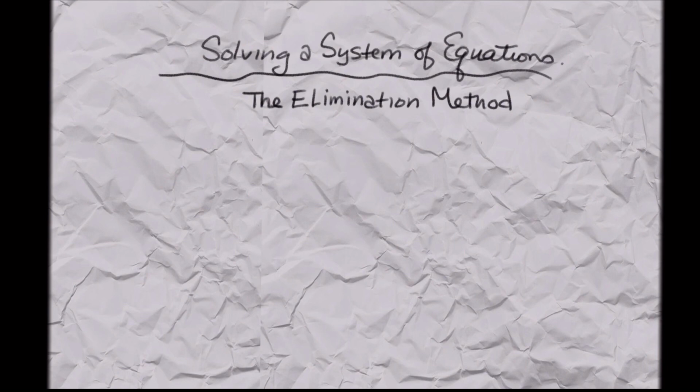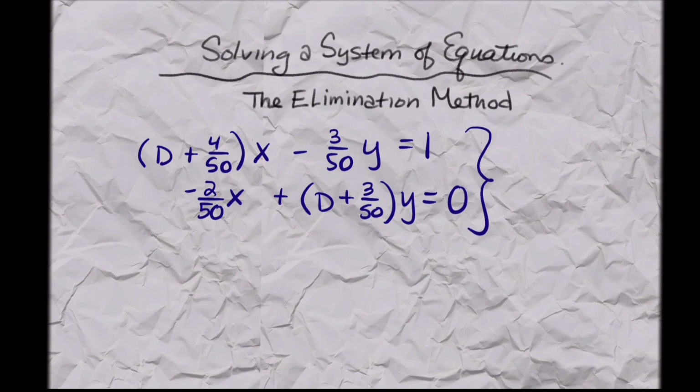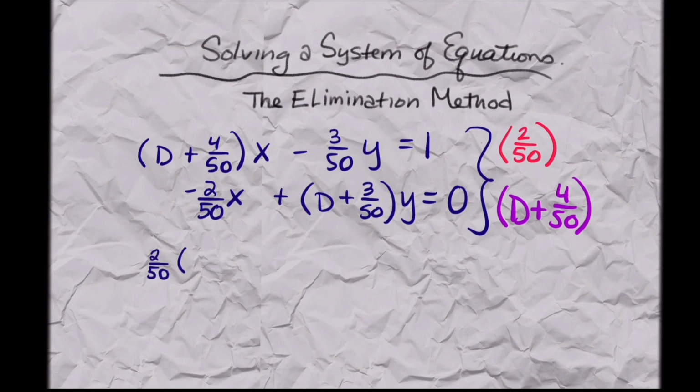Now, given any system of equations, we can try some of the methods that we're familiar with, like the elimination method, to solve such a system of equations. So let's consider our differential equations written out like this. And to solve this, we'll use the elimination method by trying to eliminate the x term. So we'll multiply the top by 2/50 and the bottom by D plus 4/50.